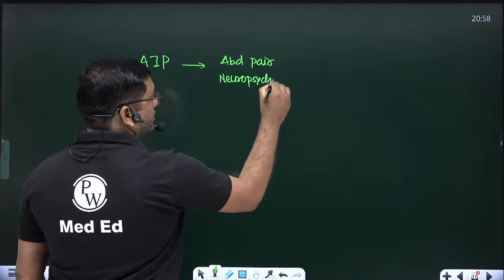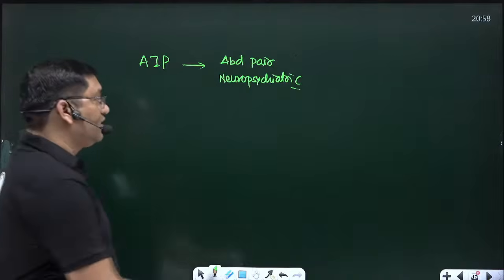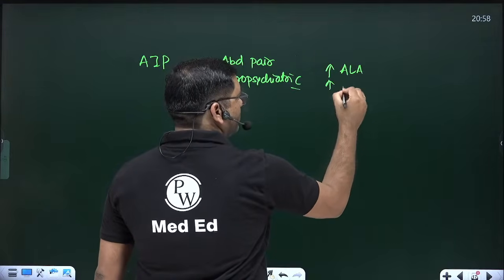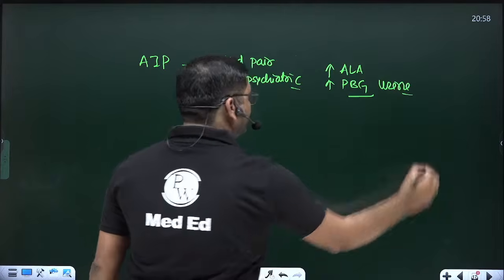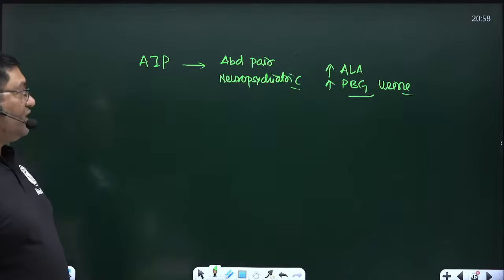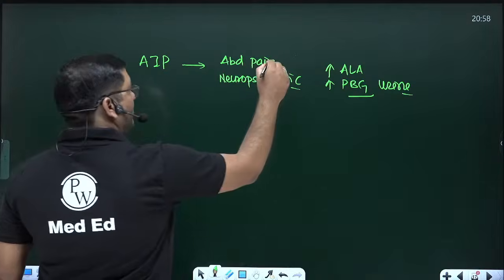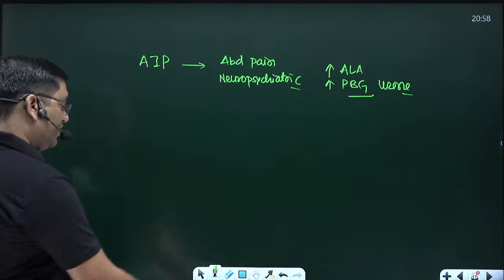Neuropsychiatric manifestations are there in acute intermittent porphyria, and increased ALA, aminolevulinic acid, and increased porphobilinogen in the urine can be the diagnostic test for acute intermittent porphyria. The pain is vague and intermittent, abdominal pain and neurological manifestations are there. There is no photosensitivity in acute intermittent porphyria.